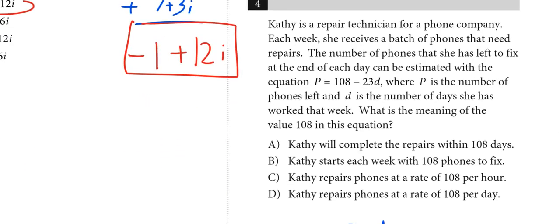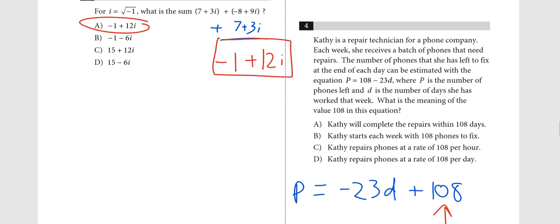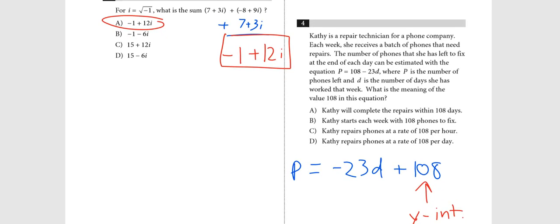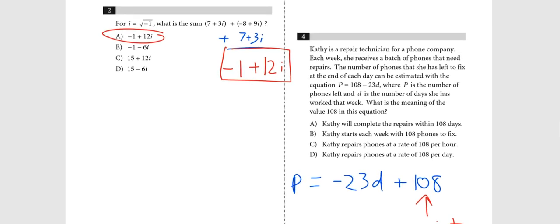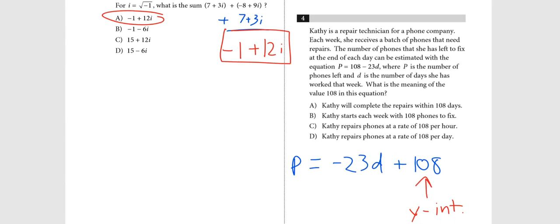If I go too fast through a question, just let me know. Holler at me. You might rearrange the equation. If writing 108 minus 23d throws you off and you don't know what you're looking at, maybe you're more comfortable with the whole y equals mx plus b, knowing that b is the y-intercept. What is the meaning of that y-intercept?